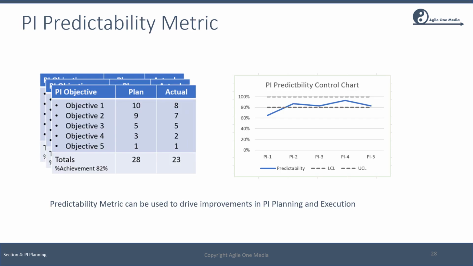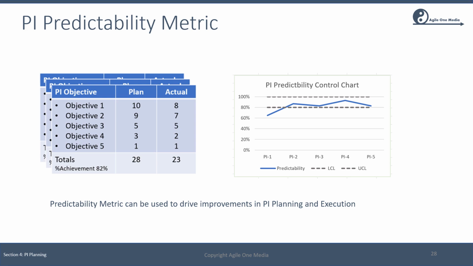Here's an example of how the predictability metric is calculated and used. So one team has 5 PI objectives, scored 10, 9, 5, 3, 1. These objectives were established at the last PI planning event. And at the conclusion of the PI demo event, actual scores of 8, 7, 5, 2, 1 were assigned by business stakeholders. In this example, we get an overall predictability metric of 23/28, which is 82%.